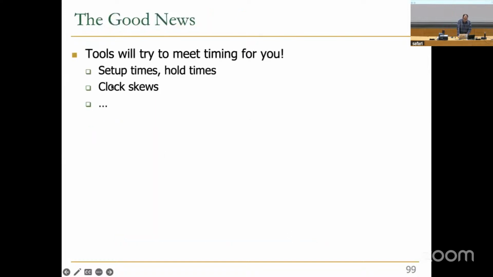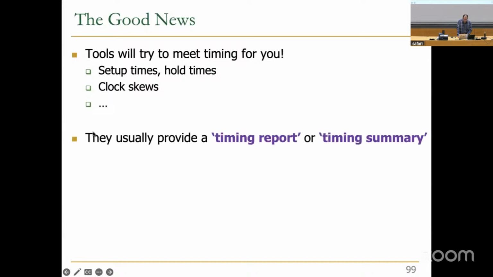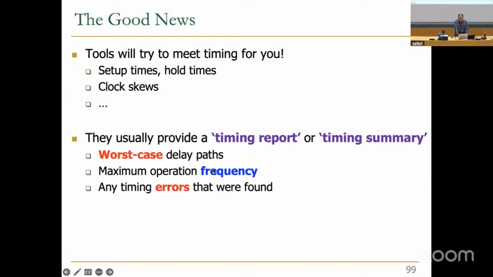So the good news is that tools try to meet timing for you. So we just define setup time, hold time. I mean, hold time is actually defined by your cell library, essentially. But setup times, for example, you can define. But you also define, for example, the frequency that you want your design to work on. And you can also define the clock skew. And basically, these tools are doing their best to make sure that they can meet the timing that you're looking for. And in the end, they usually provide a timing report or timing summary.